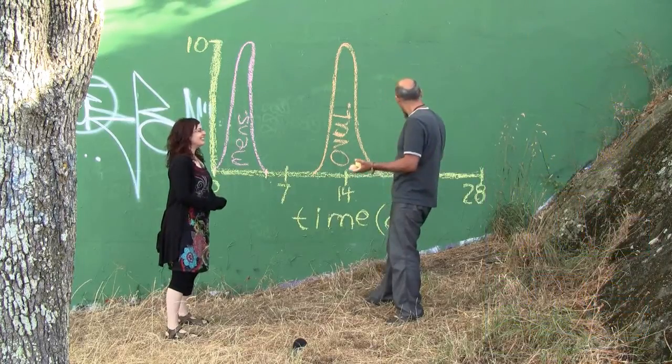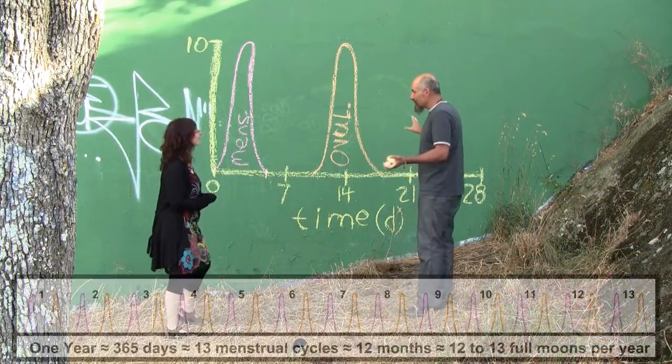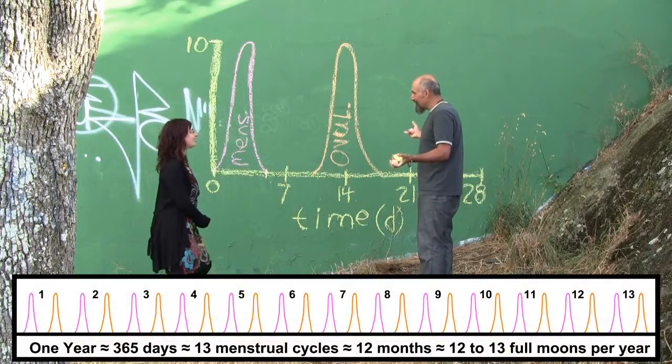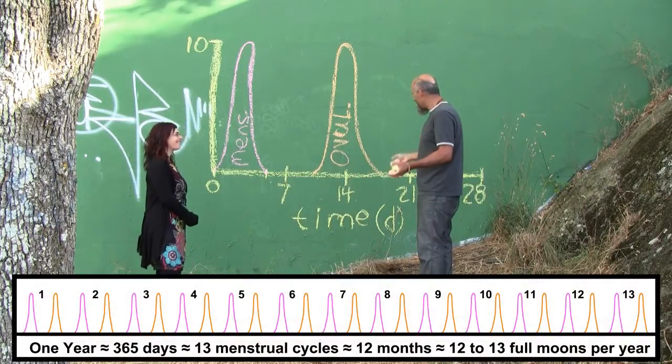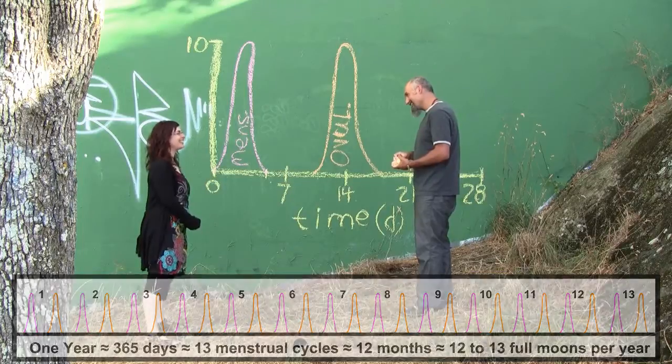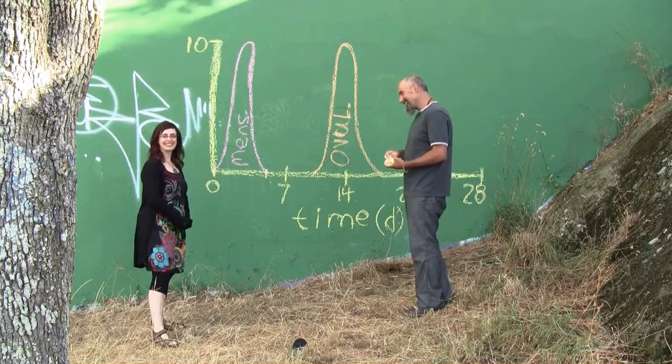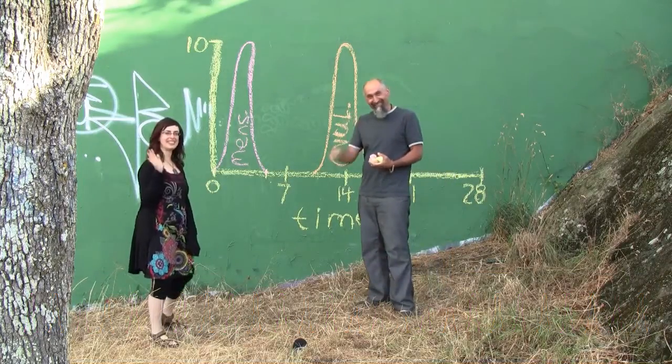But this is basically it. This is as rudimentary as it gets. The female cycle. Okay. Thanks, Diane. Thank you. I hope it makes sense. It's a good place to start.